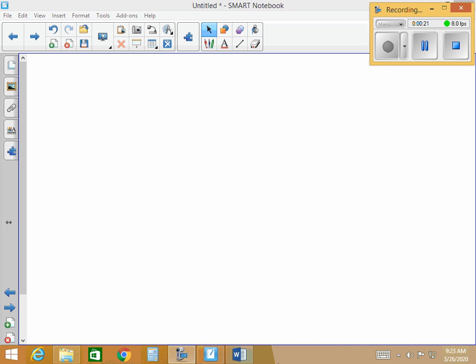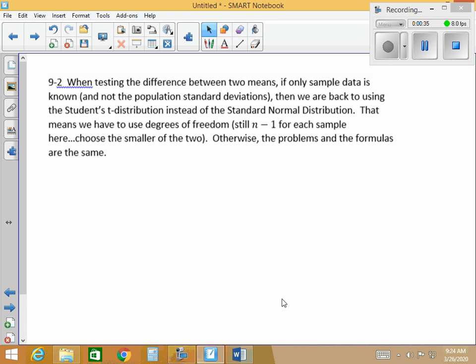We take two different samples and we find their sample means, and we have to use their sample standard deviations because we don't know enough about the population. Okay, so that means anytime that we're using sample data and not population data, then we're back to using the student's t-distribution.